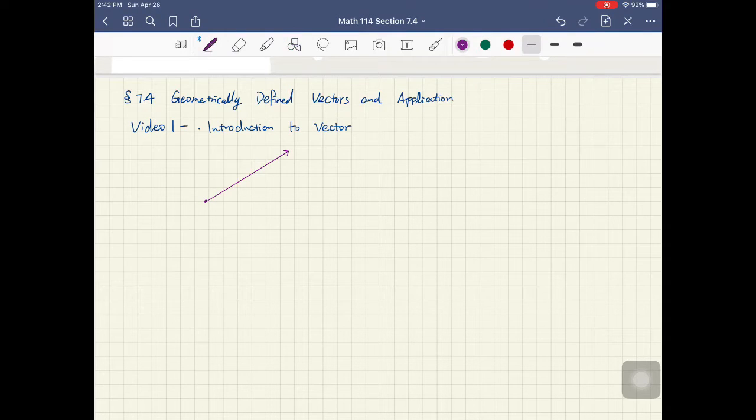So we have an initial point. For example, I'm going to label it as O. And then I have some endpoint. I'm going to label it as P, which is the end of my arrow. So this is an example of a vector.